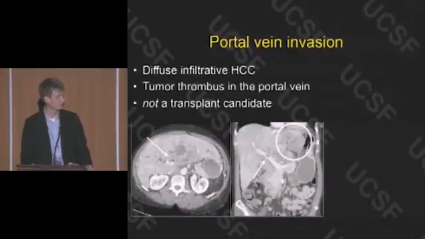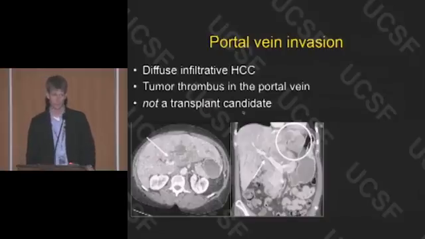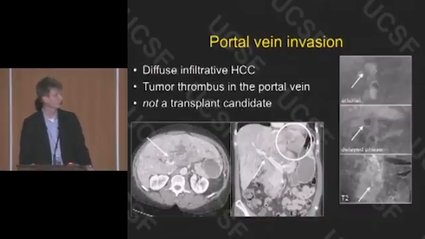Here's another example of portal vein invasion. You can see the tumor thrombus extending out into the portal vein, and this is the primary tumor out in the left lobe that's growing down through the portal vein. This excludes obviously a patient from transplant, so portal vein invasion excludes transplant list.